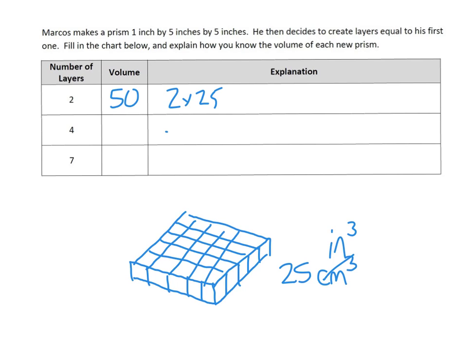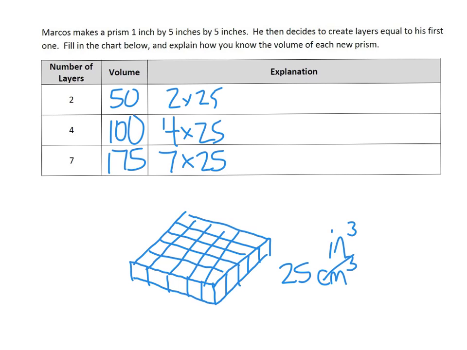4 layers is going to be 4 times 25, or 100. 7 layers is 7 groups of 25, or 175. And in all 3 cases, the units are inches cubed. I probably should have written that next to each of them. But that's how you do that kind of problem.